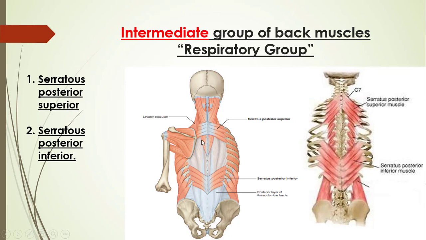respiration. Now, the serratus posterior superior is located deep to the rhomboids, and the serratus posterior inferior lies deep to the latissimus dorsi. Serratus posterior superior deep to the rhomboids, serratus posterior inferior deep to the latissimus dorsi.